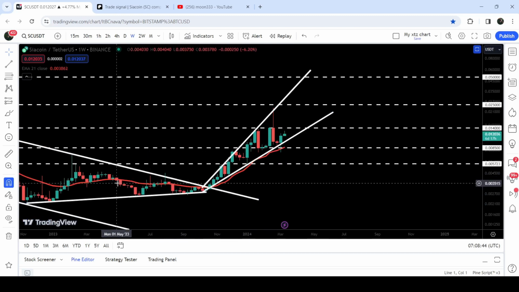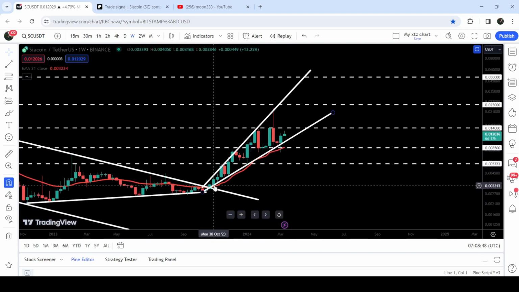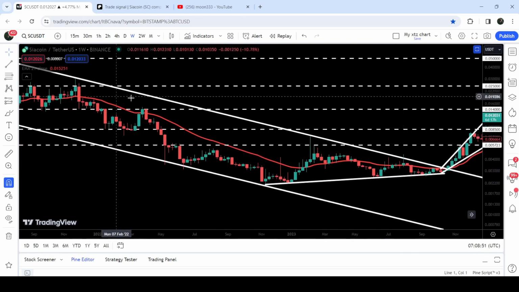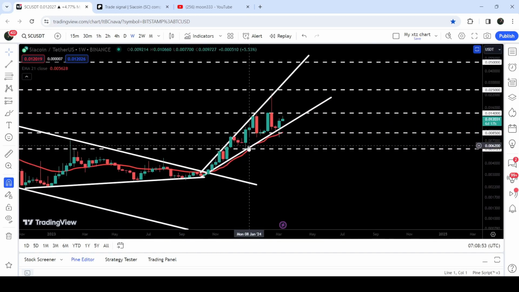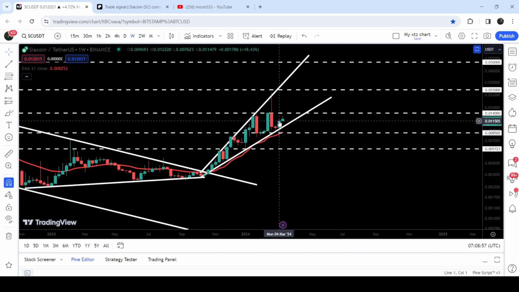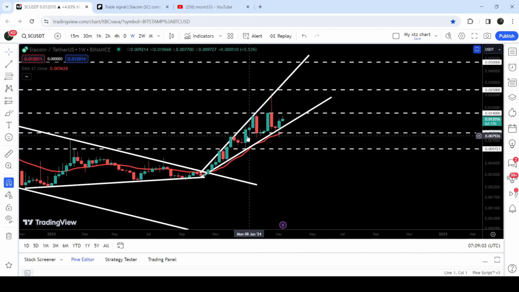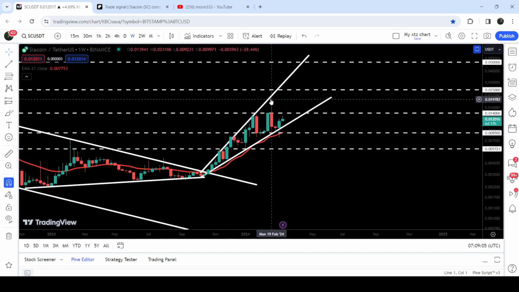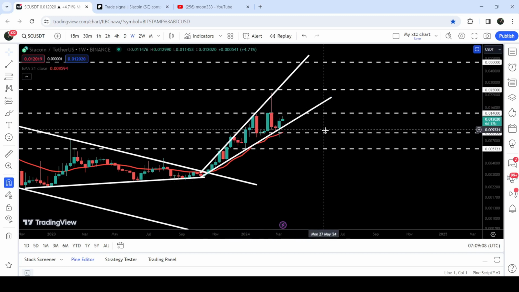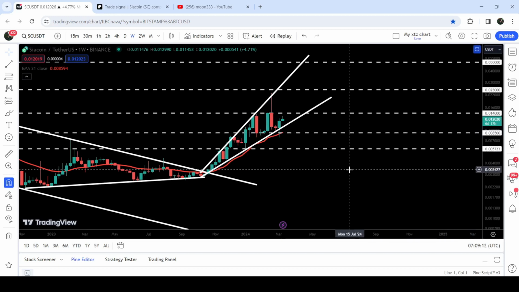You can see that this support has been working as a very strong support for the past several weeks or months. Before that, it had been working as a very strong resistance. And after testing the support, the price again entered inside this wedge. You can see we had a long spike beyond the support. Therefore, after testing the support, the price entered this wedge. And during this huge drop, the price also tested this quite strong support of $0.0085 as well.